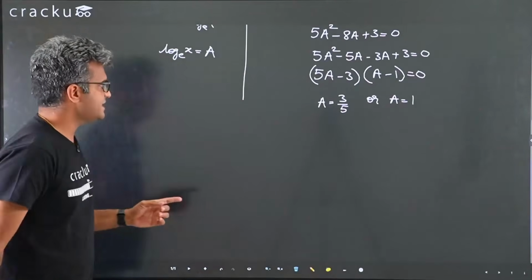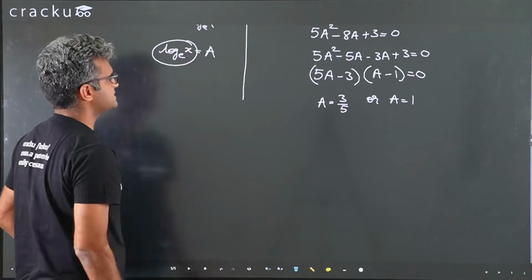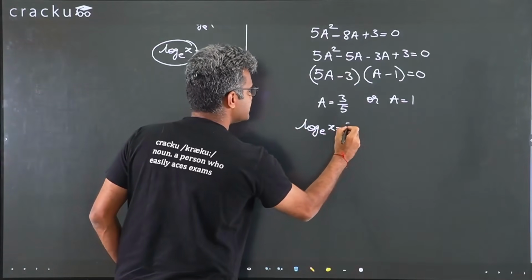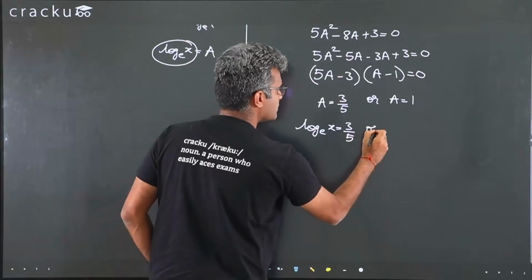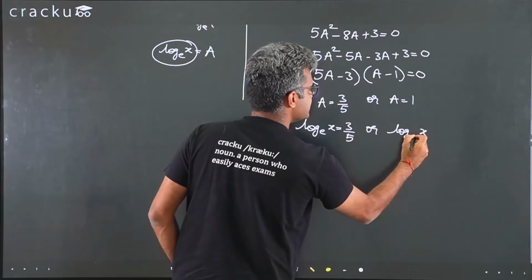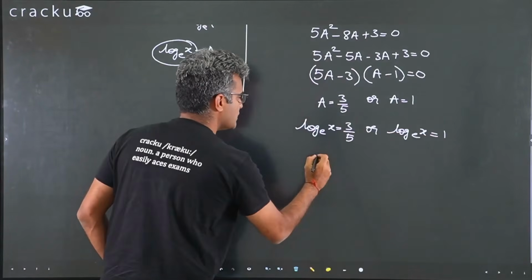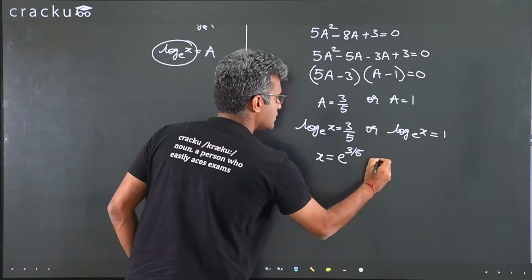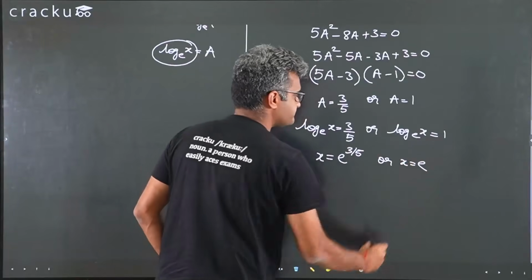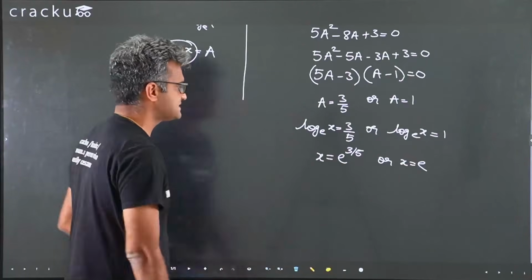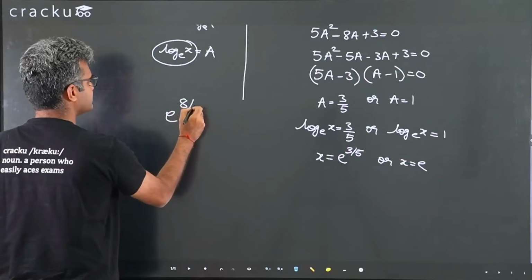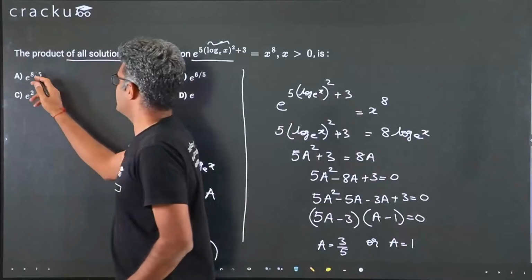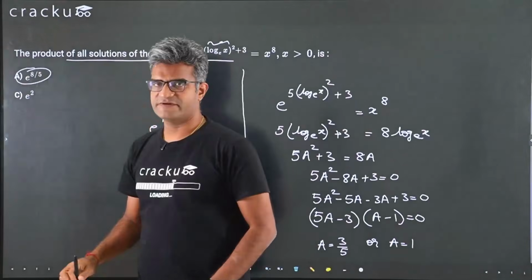But what exactly is a? A is log of x to the base e. So log of x to the base e is either equal to 3 by 5 or log of x to the base e is equal to 1. So x is either equal to e to the power 3 by 5 or x is equal to e. And the product of both of them, both the roots, is e to the power 8 by 5. So the answer for this particular question will be option A, which is e to the power 8 by 5.